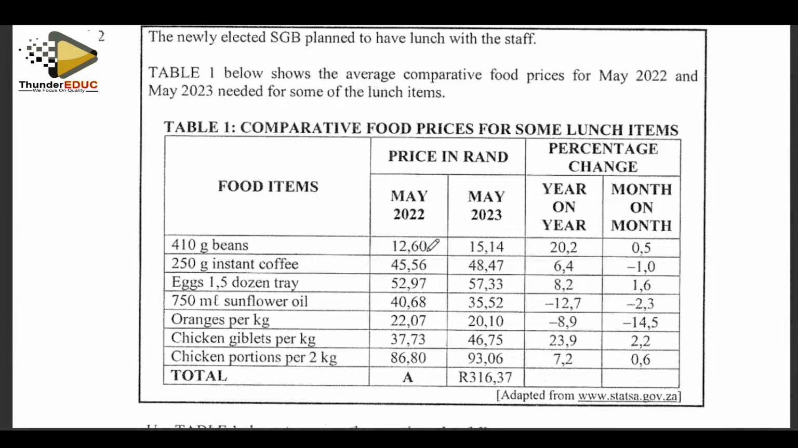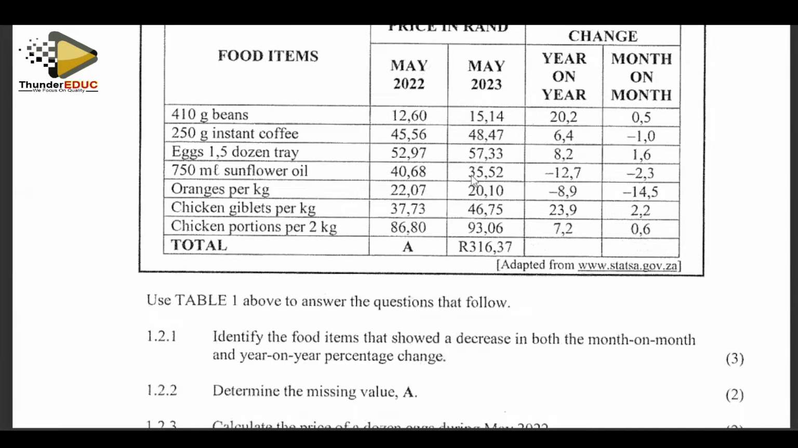The newly elected SGB plan to have lunch with the staff. Table 1 below shows the average comparative food prices for May 2022 and May 2023 needed for some of the lunch items. The comparative food prices for some lunch items, price in rand and percentage change. Now, what I want you to see under the changes is that if it's positive, that means it increased. If it's negative, it decreased.